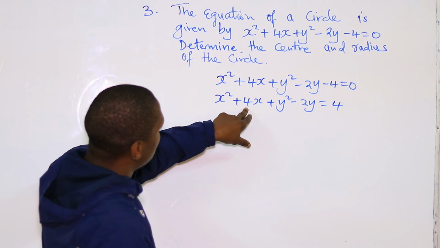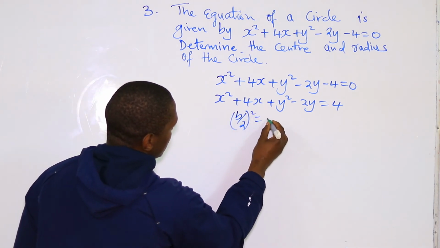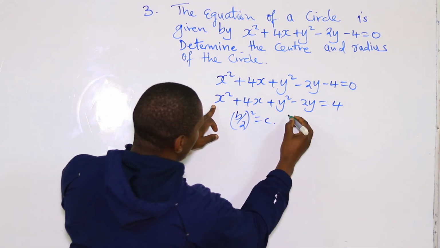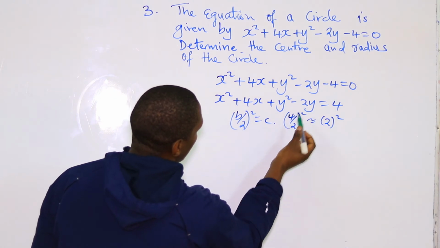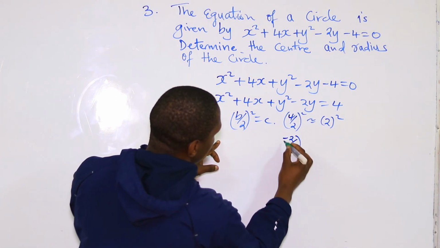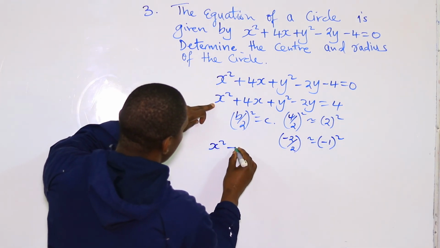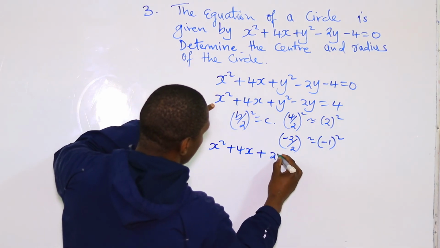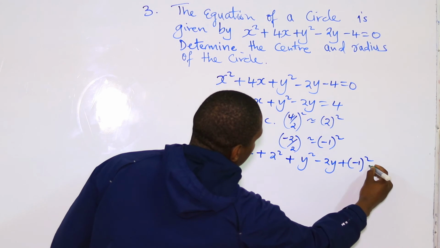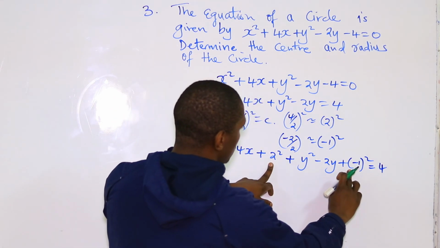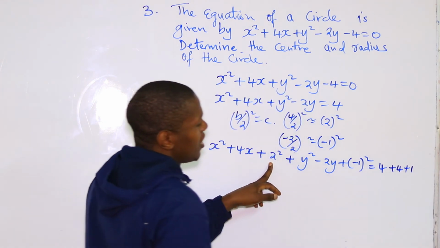By the completing the square method, we make these two terms a perfect square by adding (b over 2) squared, a constant c. In these two terms, our b is 4, so 4 divided by 2 squared, that is 2 squared. On these other two terms, our b is negative 2 divided by 2, so that will be negative 1 squared. So we add the first constant: x squared plus 4x plus 2 squared, plus y squared minus 2y plus negative 1 squared equals 4. Because we have added these two constants, we also add them on this other side. So this is 2 squared, which is 4, added to negative 1 squared, which is 1.